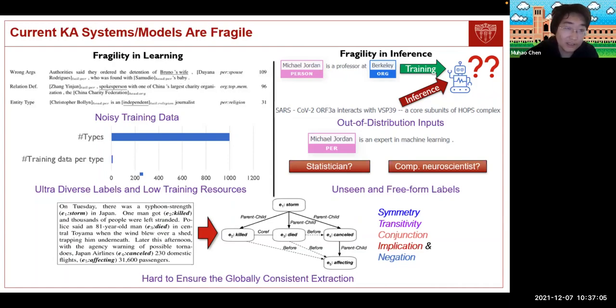And also in both learning and inference, it's always challenging to ensure consistency. We know that among those relations, they are also related. They are governed by different logical constraints: symmetry, transitivity, conjunction, implication, and negation. So how do we ensure the global consistency of extraction in both the training and the inference space? So those are the 5 problems we have been tackling recently in our publications.